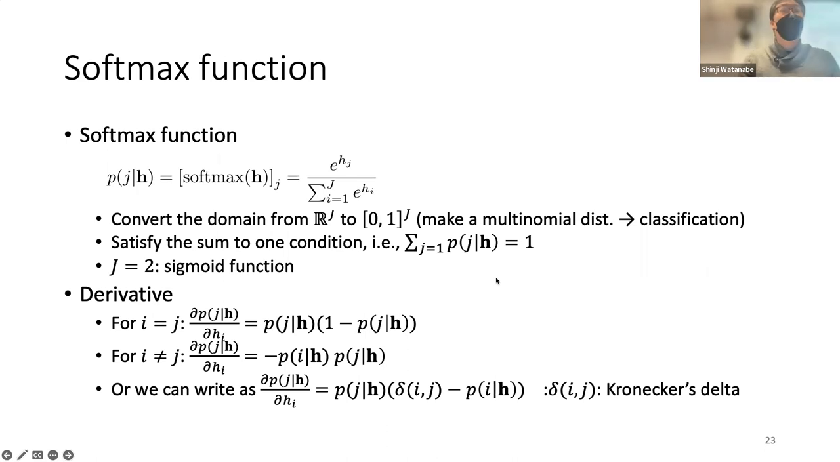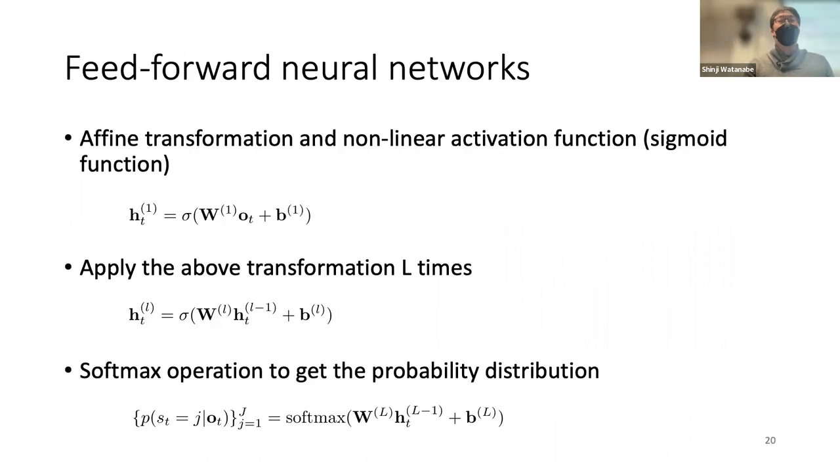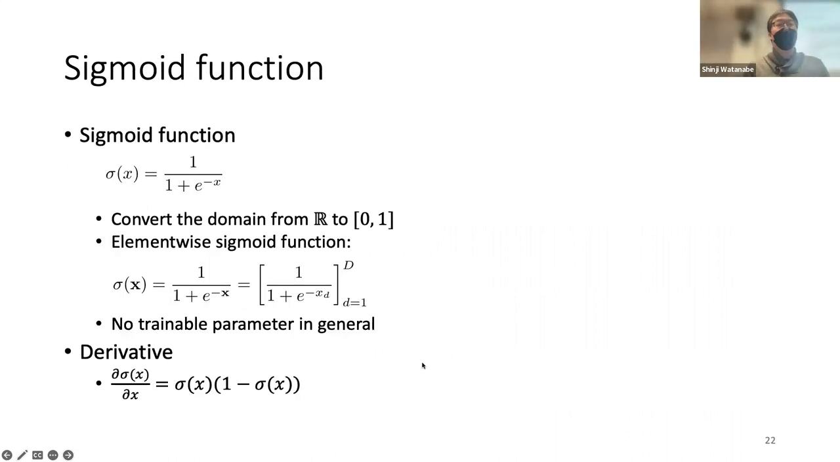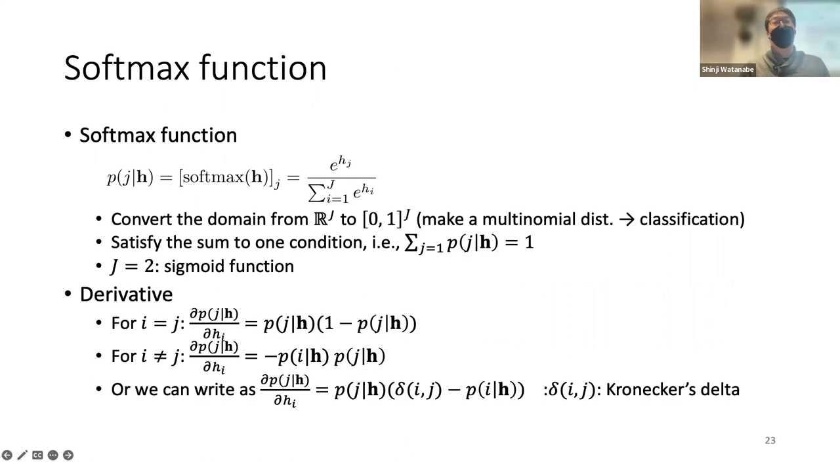And similar to the sigmoid function, the softmax function has no learnable parameters. And this actually satisfies the sum-to-one condition. This is very important. Any of the values after the softmax satisfy the sum-to-one condition. So again, this is a very good function for us to interpret our values as a probability. So the softmax function is often used as the last layer of our classification problem. Okay. And similar to the previous two functions, this also has a derivative.